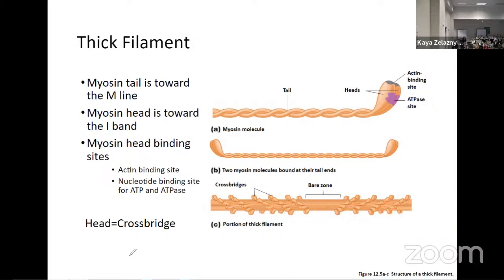We also refer to these heads as cross bridges, okay? So you can think of them as they're going to cross the bridge to the actin, right? So we're going to form a bridge between our thick filaments, our myosin molecules, and our thin filaments, our actin molecules. We're going to be making that bridge so that we can pull the actin in towards the center of the sarcomere to contract our muscle fiber.